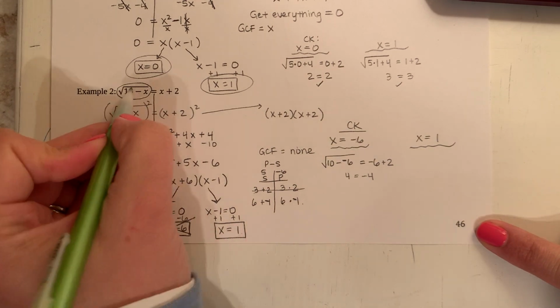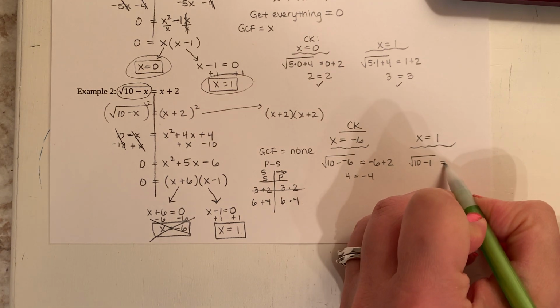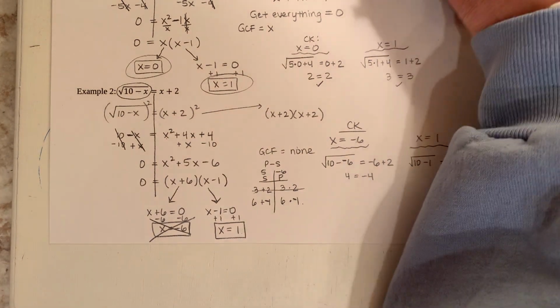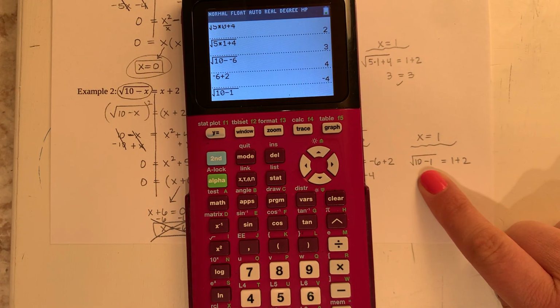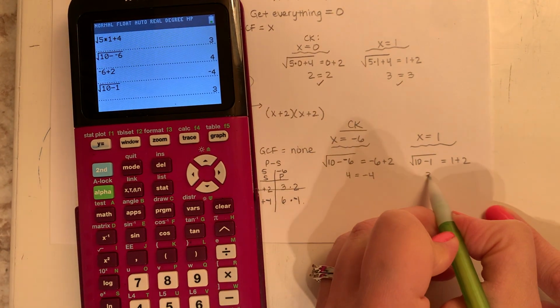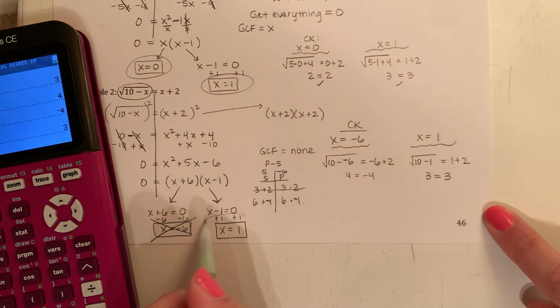All right, so let's take 1 and plug it in. 10 minus 1, and then 1 plus 2. We don't have to worry about double negatives here. On the left-hand side, we have square root of 10 minus 1. I know that's 9, and the square root of 9 is 3. So on the left-hand side, I get 3, and 1 plus 2 is also 3. So I get to keep the answer x equals 1 because it worked when I checked it.